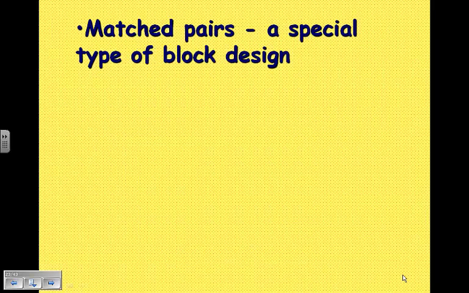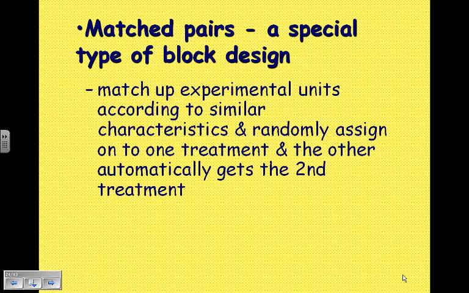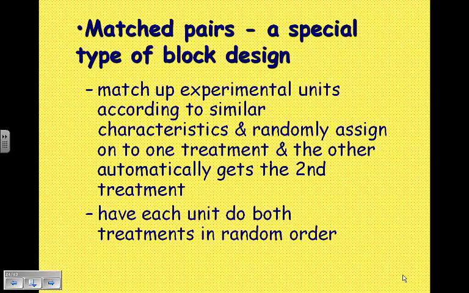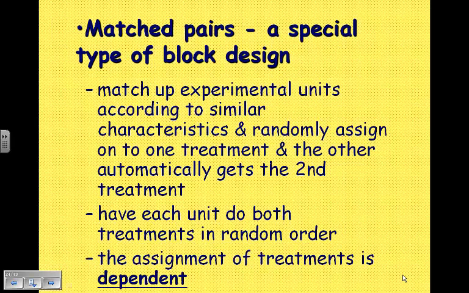Okay, that leads us then to another type of block design called matched pairs. Matched pairs is a special type of blocked design. So what you do is you take experimental units and you match them up according to similar characteristics, and then you randomly assign one to one treatment and the other automatically gets the second treatment. You can have each unit do both treatments in random order. That would be another option. The assignment of the treatments is dependent because Unit A is going to get one treatment, but then Unit B is going to get the opposite treatment. So Unit B is dependent upon Unit A.